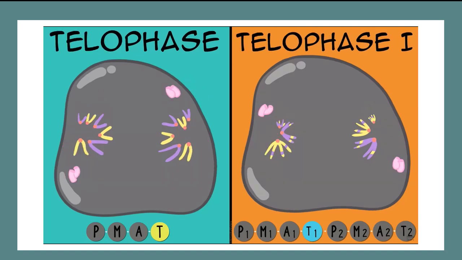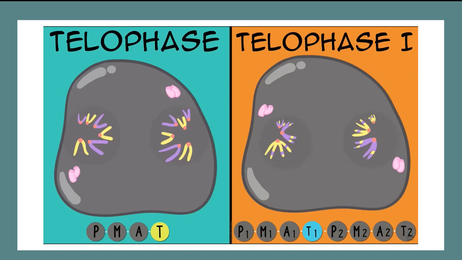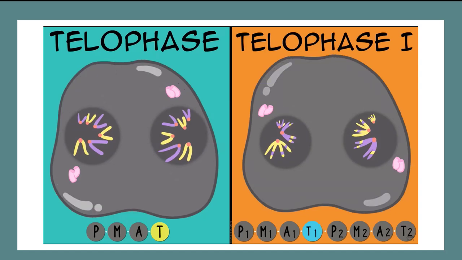Telophase in mitosis and telophase 1 in meiosis. The chromosomes are actually at the complete opposite ends, and new nuclei are forming on each side to make two new cells. And they are starting to surround the chromosomes on both sides. This will eventually form two cells.